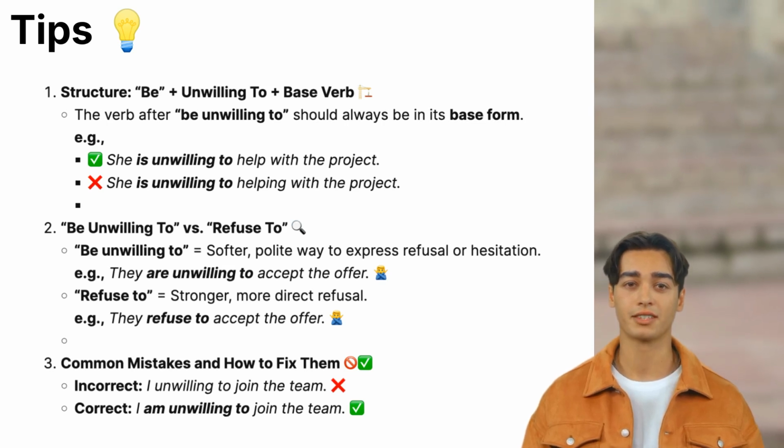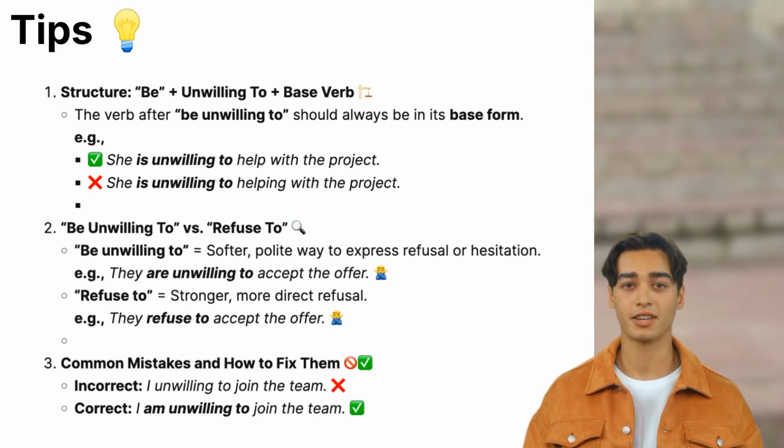3. Common mistakes and how to fix them. Here's a common mistake learners make. Incorrect: I unwilling to join the team. Correct: I am unwilling to join the team. Remember, you need the correct form of the verb be, am, is, are, was, or were based on the subject and tense.